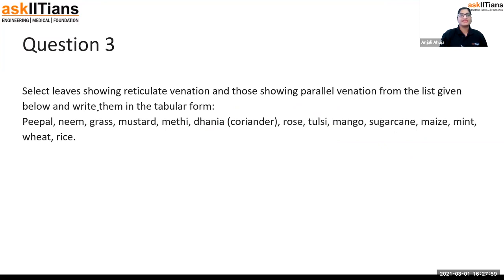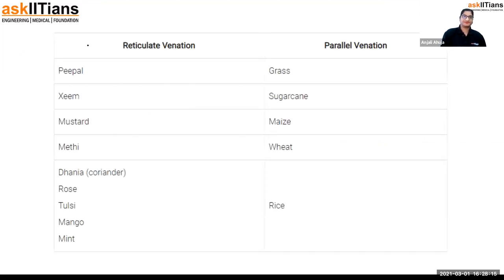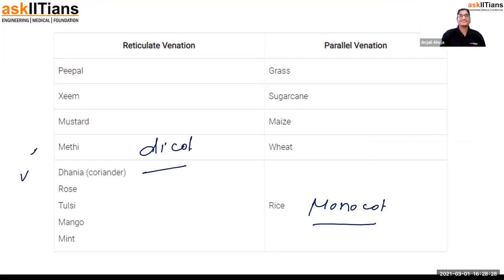Okay. So now, from the list given, write the leaves that show reticulate venation and those showing parallel venation in tabular form. This is something that you have to remember. You just have to remember the dicot and monocot thing, but that's not difficult. Parallel venation is in monocots. Remember, reticulate is in dicots. All you have to look at is their seeds, what kind of seeds and how seeds are present. It's neem, not zinnia.